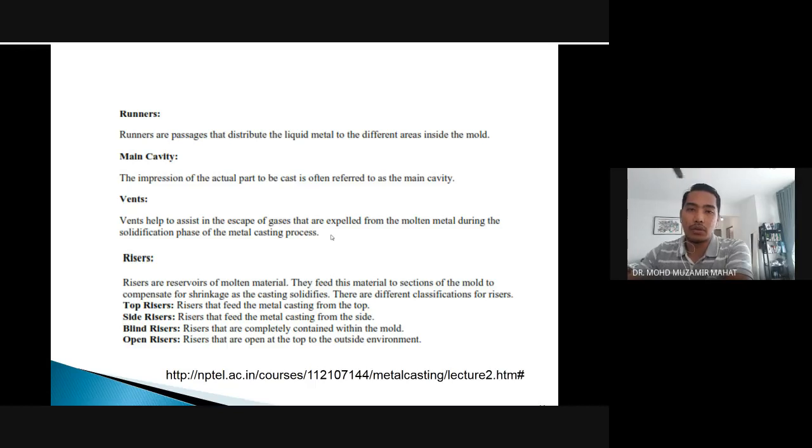You know that when you turn the molten metal into solid materials, of course all the gases that are entrapped within the liquid will be venting out. Okay, we have risers. Risers are a reservoir of molten material. They feed this material to sections of the mold to compensate for shrinkage as the casting solidifies. There are different classifications for risers. We have top risers, side risers, blind risers, and open risers.